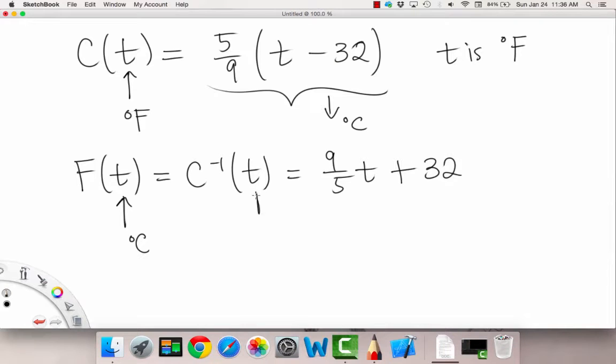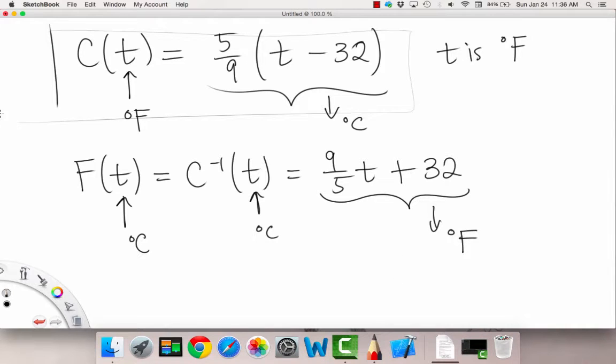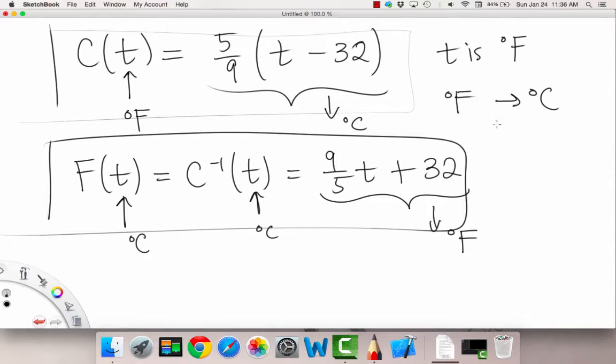When we plug in degrees Celsius, what we get out is an answer in degrees Fahrenheit. See how it works back and forth? We don't only have the top function, which only went one direction, from degrees Fahrenheit to degrees Celsius. Now with our inverse function, we can go in the opposite direction, from degrees Celsius back to degrees Fahrenheit, which is pretty useful.